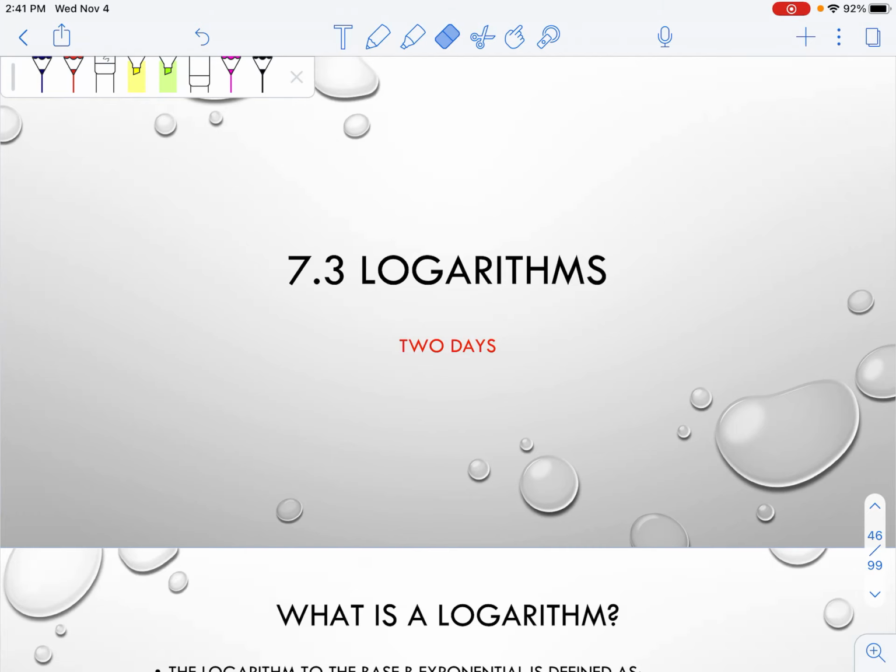All right, here we go. We're going to start lesson 7.3, which is an introduction to logarithms. This is a brand new topic for everyone, so pay attention here. We're going to continue to build on this over the next few lessons and get to really start to apply these to all the exponential situations we've been dealing with in 7.1 and 7.2.